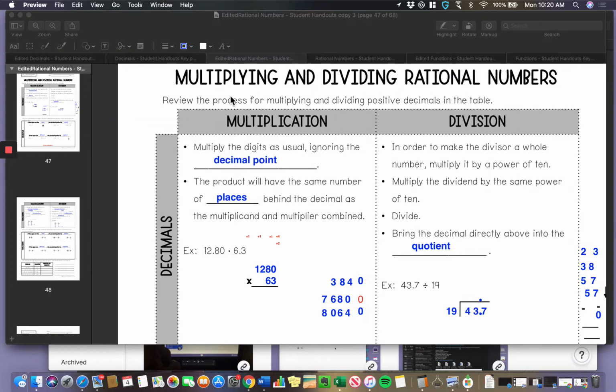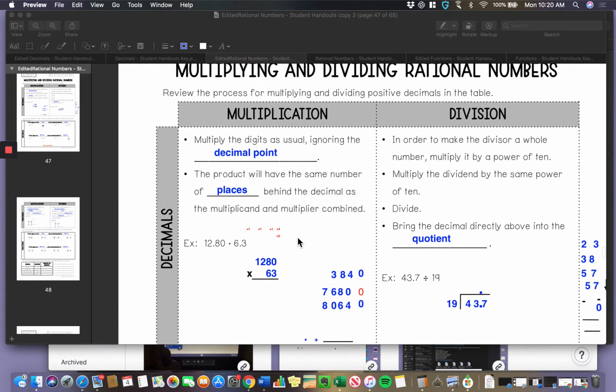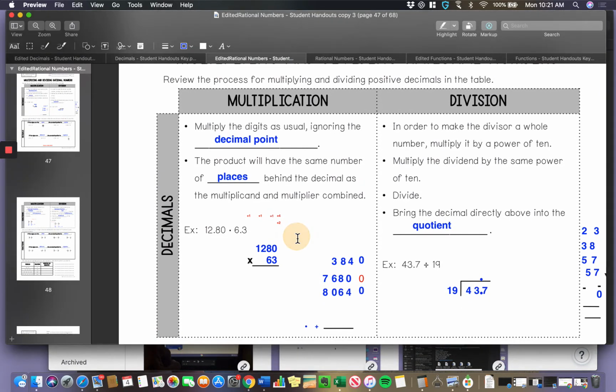Hello everybody. Today we have multiplying and dividing rational numbers. So we're going to review the process for multiplying and dividing positive decimals in the table below. Let's take a look at multiplying decimals.